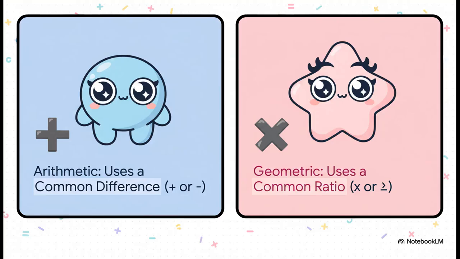You know, there are two main types of sequences you're going to run into. The one we're focused on right now, arithmetic, uses that common difference, so adding or subtracting. Its cousin, the geometric sequence, uses what's called a common ratio. That means multiplying or dividing. We'll get to that in level 2. For now, let's stick with addition and subtraction.